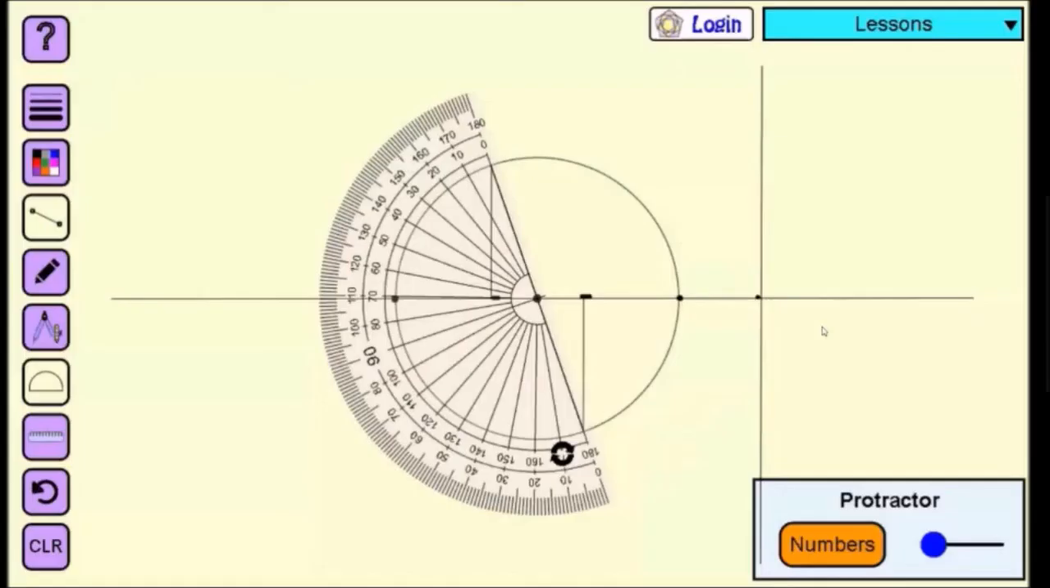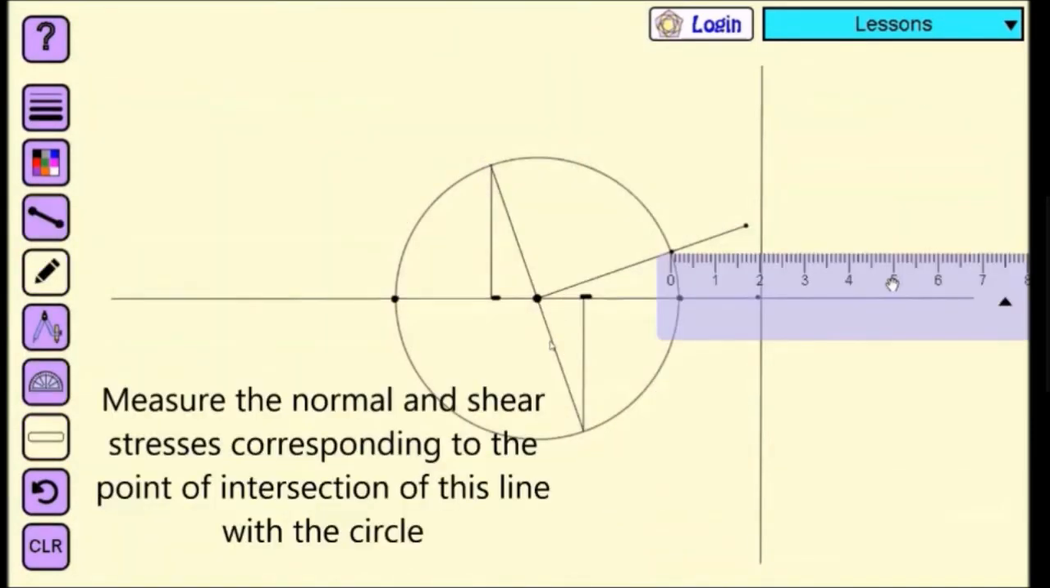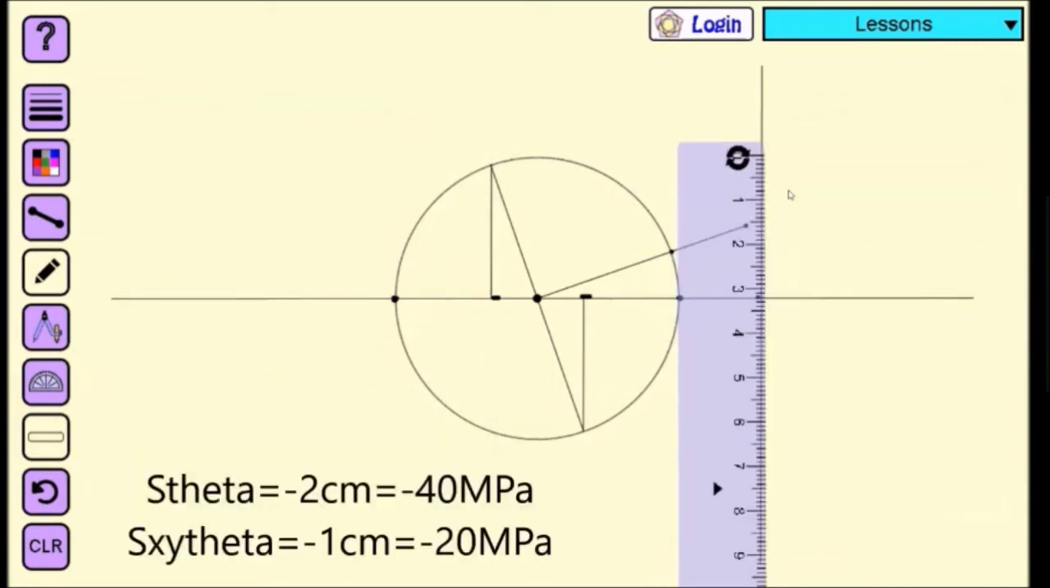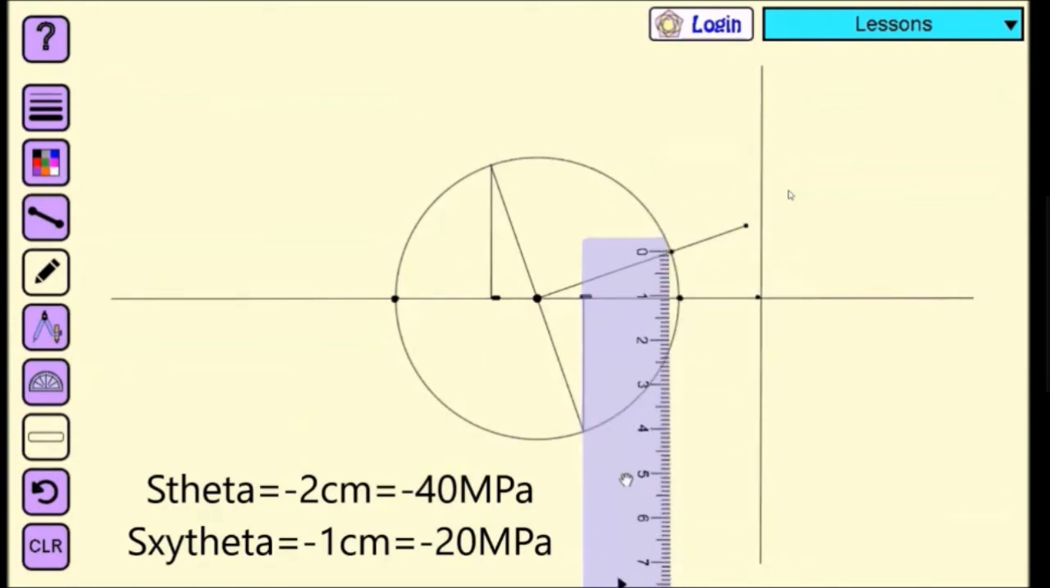Now we have to measure the normal and shear stress on an arbitrary plane with theta equal to 135 degree, or 2 theta equal to 270 degree. 270 degree is nothing but 180 plus 90 degree like this, and you should get a point on the circle. Now measure the normal and shear stresses corresponding to the point of intersection of this line with the circle. If you measure, you will get sigma theta of 2 centimeter, which is minus 40 megapascal, and tau theta of minus 1 centimeter, which is 20 megapascal.